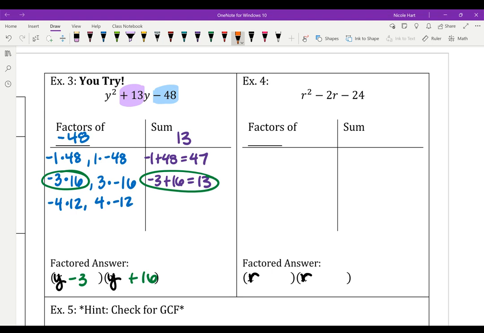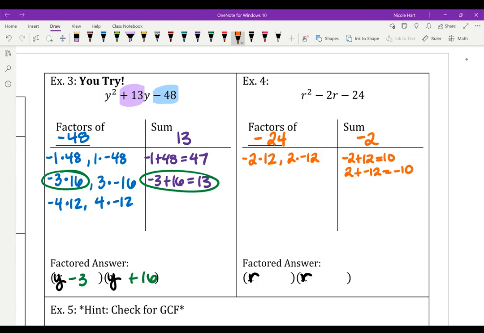Okay, looking at example 4, I have r squared minus 2r minus 24. So I'm going to find factors that multiply to equal a negative 24 and add together to be a negative 2. So they're about 2 numbers apart from each other. So 1 and 24 is definitely not going to work. Negative 2 and 12, or positive 2 and negative 12. Let's see, negative 2 plus 12 gives us a positive 10. 2 plus a negative 12 gives us a negative 10.